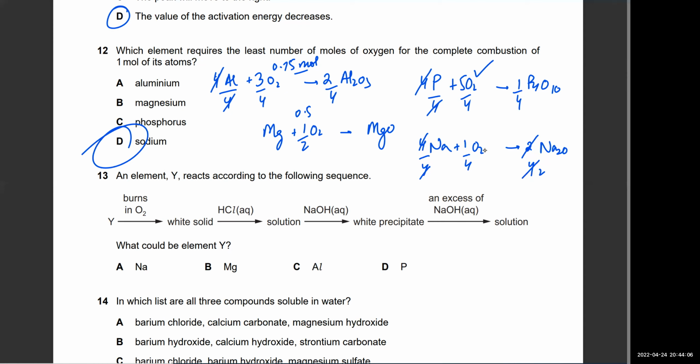Next: element Y reacts according to the following sequence. It burns in O2 and forms a white solid, then reacts with HCl and forms a solution, and then you add NaOH, it forms a white precipitate, and in excess NaOH the precipitate dissolves and you get a solution. This, I think, is going to be aluminium, because you're going to get aluminium oxide, a white solid. You react it with HCl, it's going to form AlCl3. Now, the test for aluminium ions is that if you add NaOH, it forms a white precipitate, and in excess NaOH the precipitate dissolves and forms a solution.